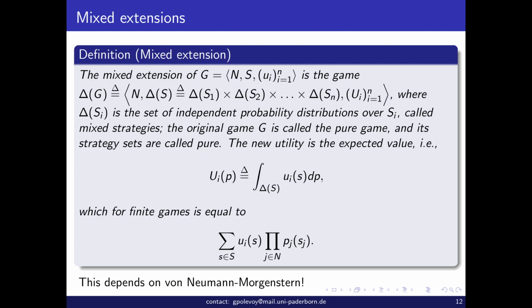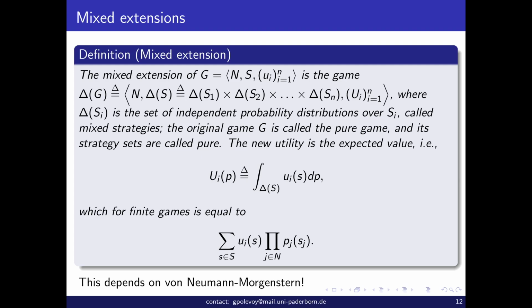In the case of the finite game, where the distributions are on a finite set, this Lebesgue integral can be simply written as a sum. So this expectation is simply equal to the sum over all the pure strategy profiles. We weight what the player gets in that profile with the probability of that profile, which, from independence, is the product of the probabilities of the constituent strategies.